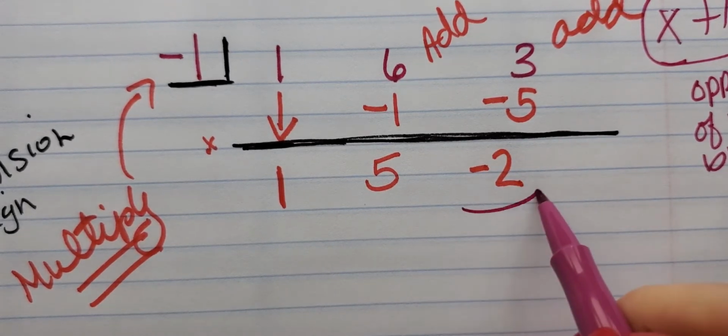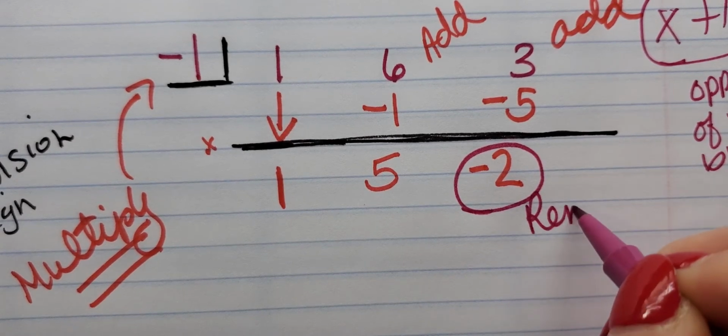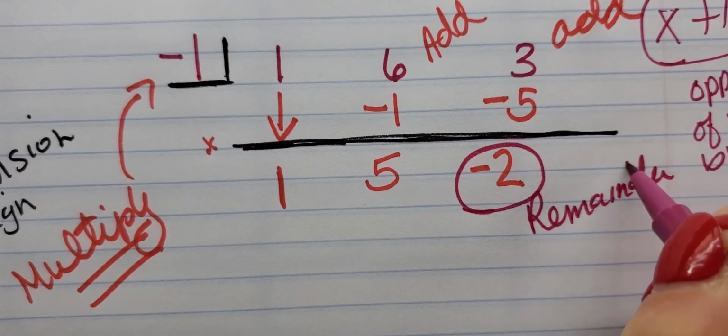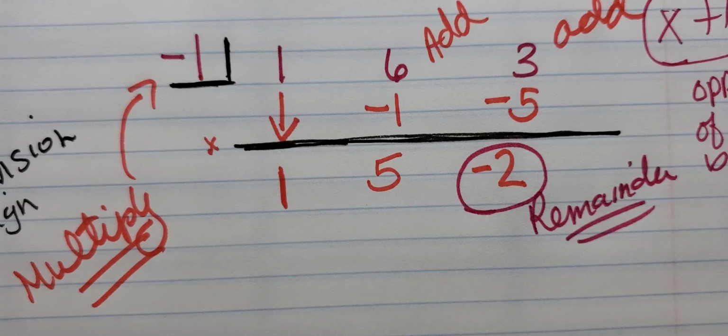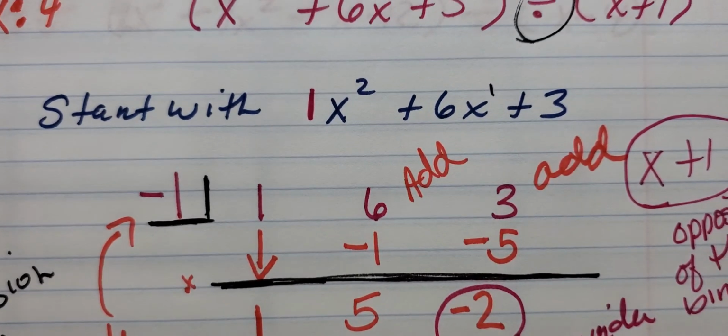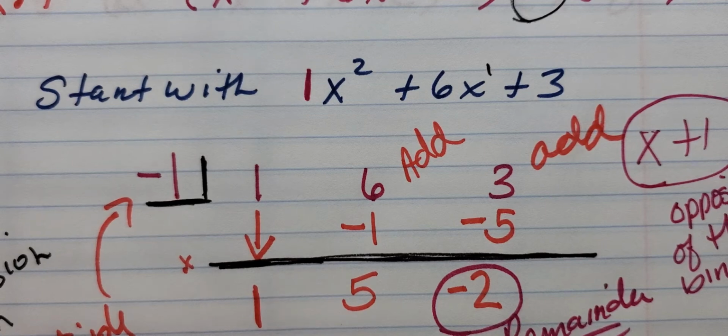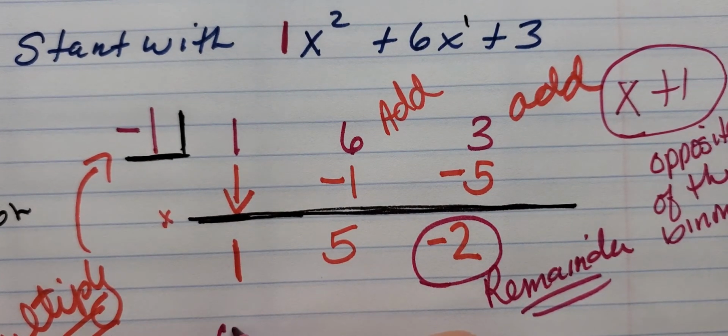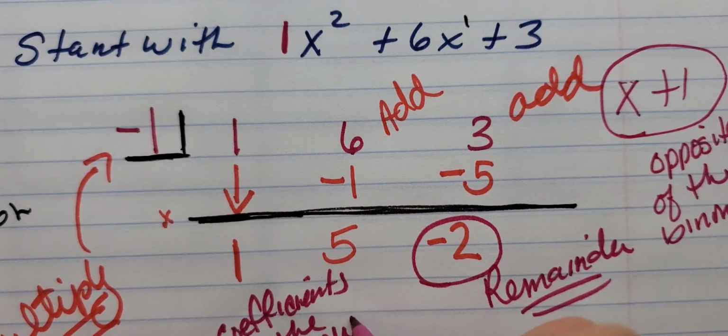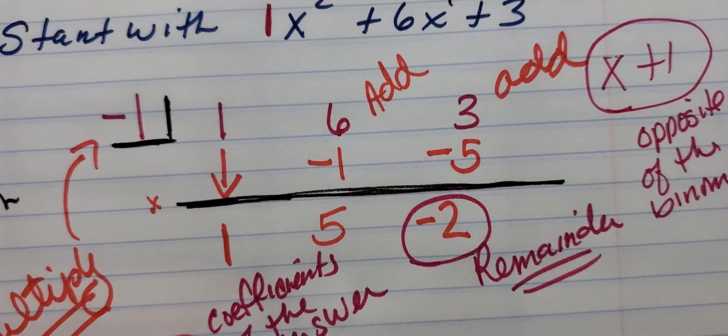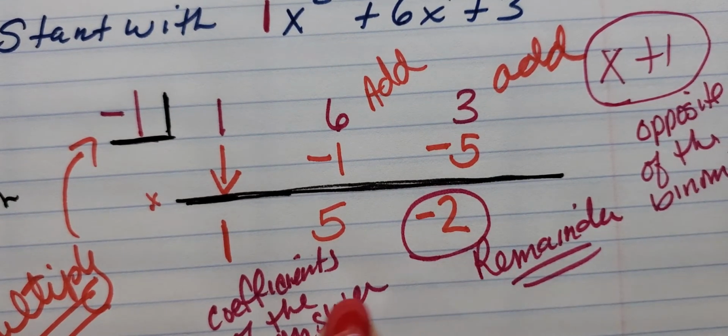That number on the end is called your remainder. Just like in long division, that's my remainder. Now, what does the 1 and the 5 mean? Okay, back up. So these are the coefficients of the answer. Okay, let's think about that. That's the remainder. That's the coefficients of my answer.